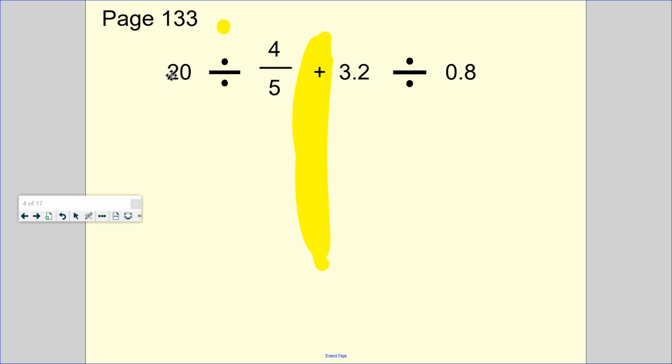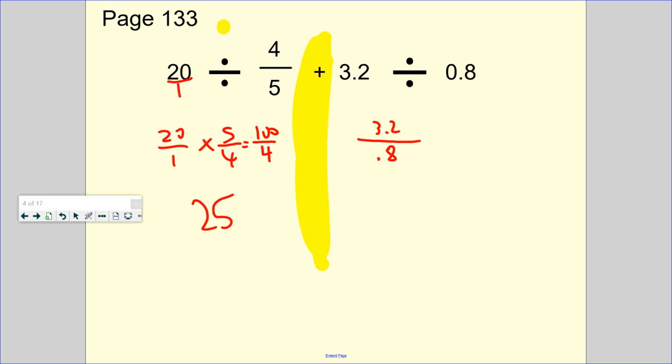So how would you write this as a fraction? 20 over 1. You multiply by the reciprocal. What's the reciprocal of 4/5? 5/4. So it'd be 100 over 4. How many groups of 4 go into 100? 100 divided by 4 is 25. And this one is 3.2, or 3 and 2/10, divided by 8/10.